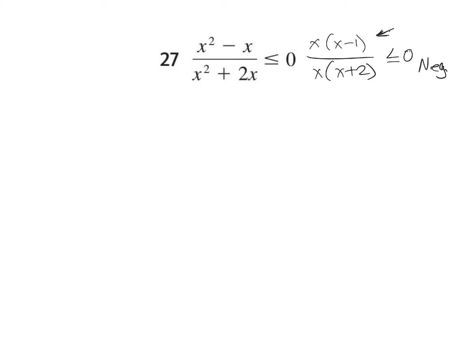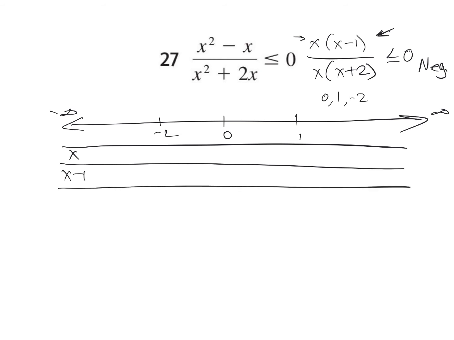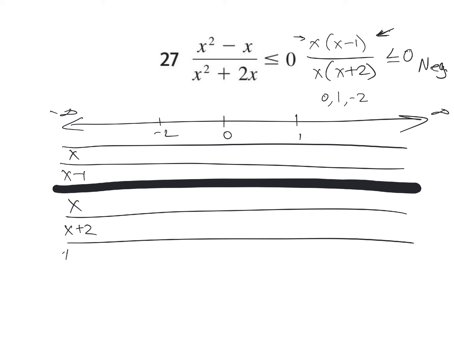So what are our possibilities? Don't forget your x's. If x is 0, that works. If x is positive 1, it works. If x is 0 on the bottom, it works. If x is negative 2, it works. So make your number line and plug everything in: negative 2, 0, and 1. Now place everything in its order, x and x minus 1. Let's make that a little bit deeper because that's between the top and the bottom there. Then we have x again, and then x plus 2, and our total value.